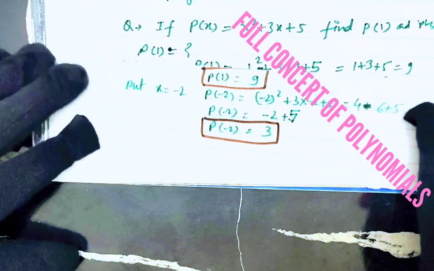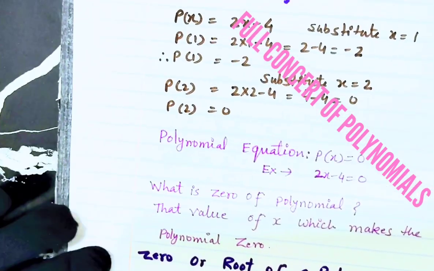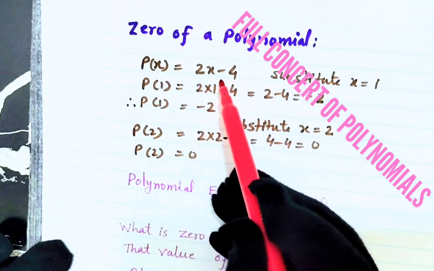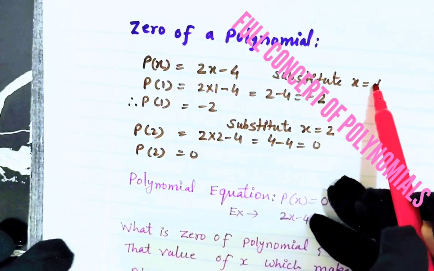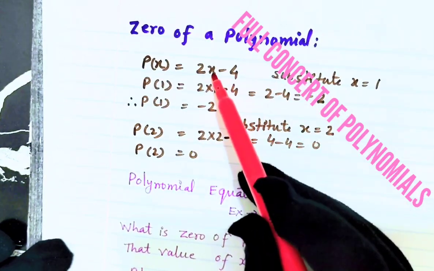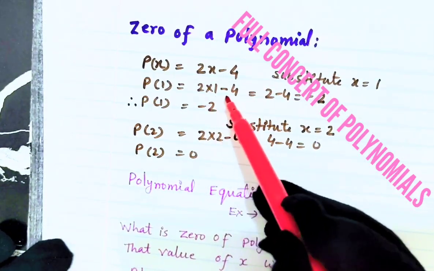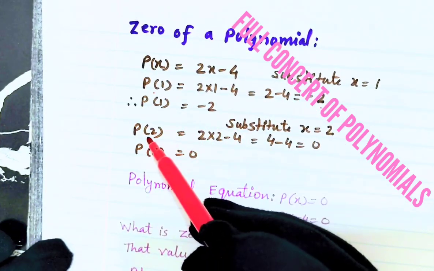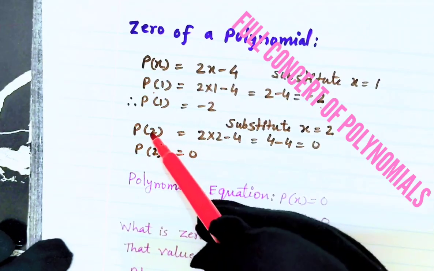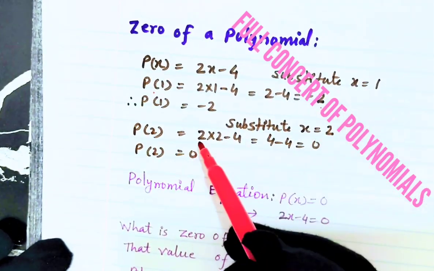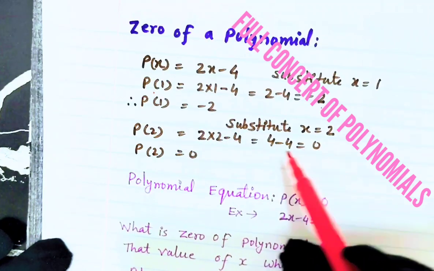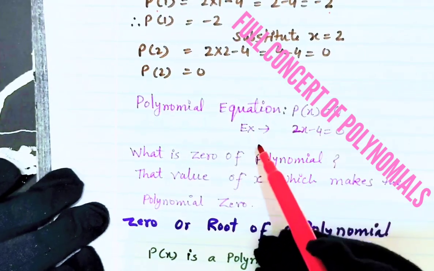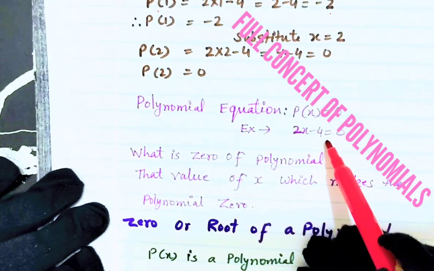Now guys, we will see the zero of the polynomial. What is the zero of the polynomial? Take P(x) equal to 2x minus 4. Guys, if we substitute x equal to 1, we get 2 into 1 minus 4, that is 2 minus 4, that is minus 2. P(1) equal to minus 2. If I put x equal to 2, it will be 2 into 2 minus 4, that is 4 minus 4, that is 0. P(2) equal to 0. The polynomial equation will be P(x) equal to 0, for example, 2x minus 4 equal to 0.